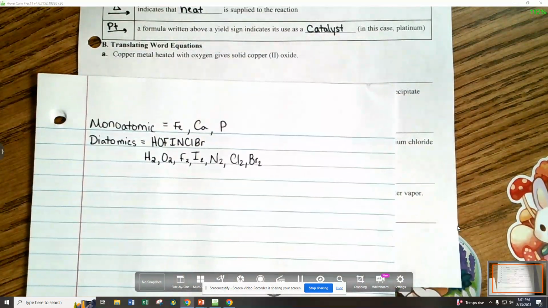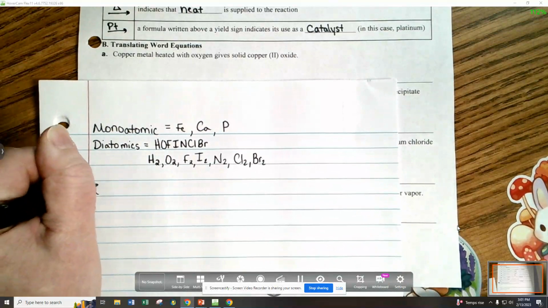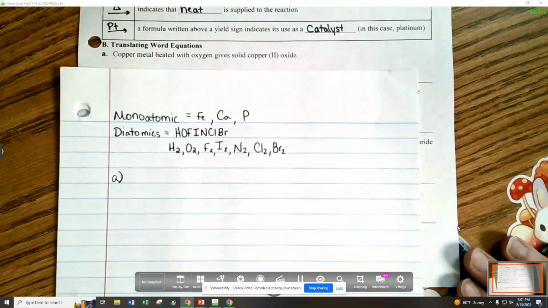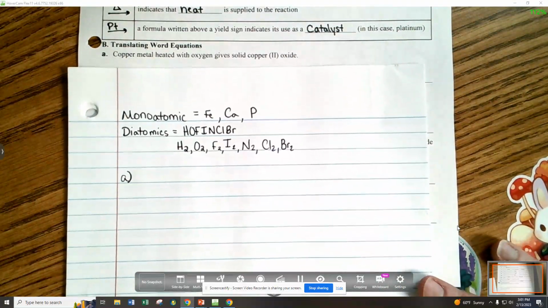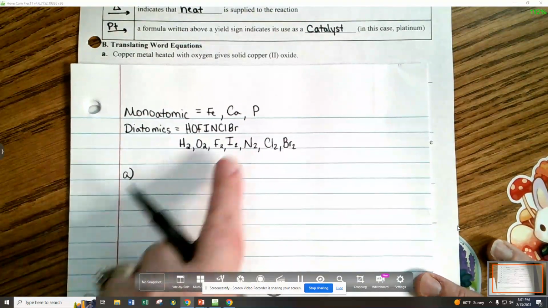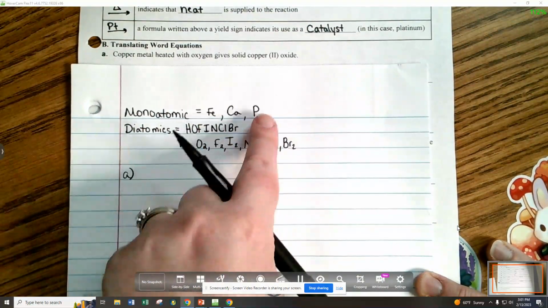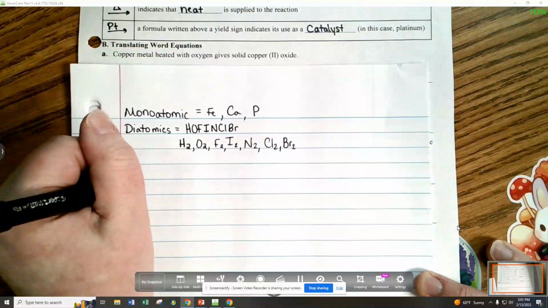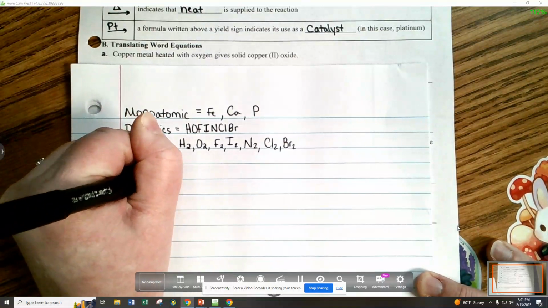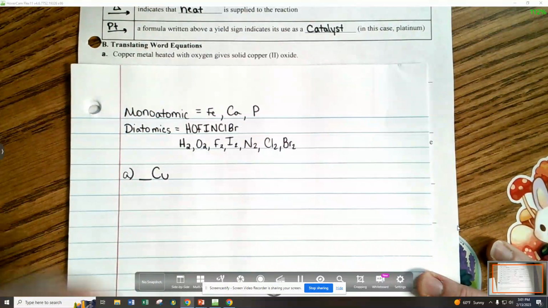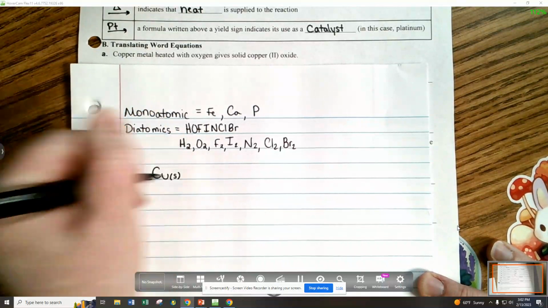So what I'm going to do is start translating this into actual symbols, like you kind of do in practice with foreign languages. Copper is not one of the 7 diatomics, it's monoatomic. That means its symbol is simply Cu. It says that it's metal. That tells me it's a solid state.